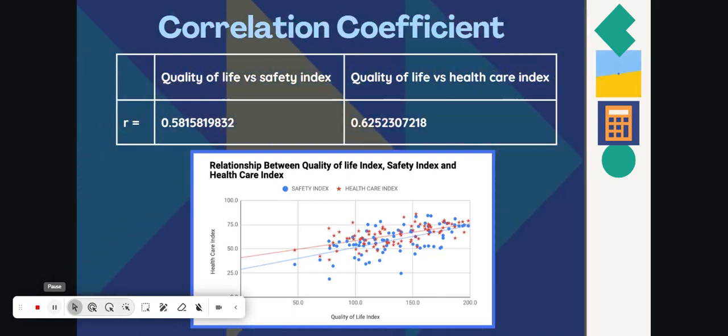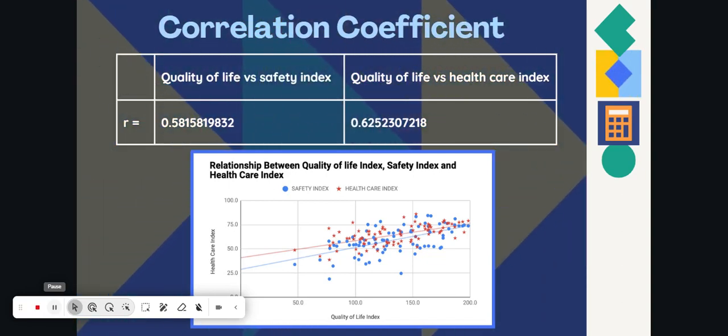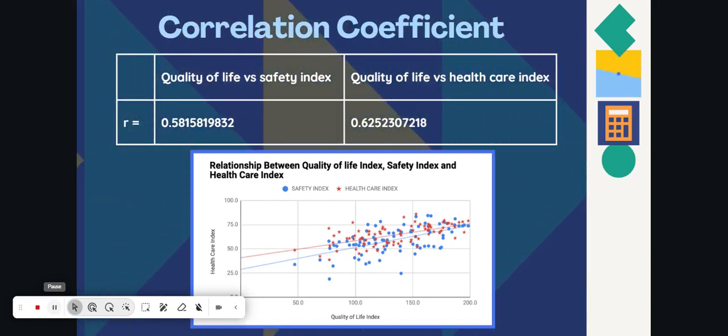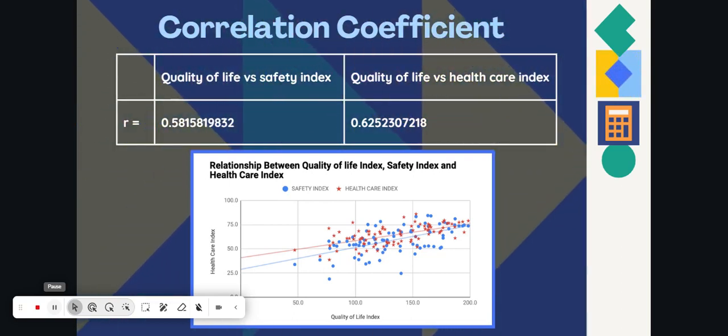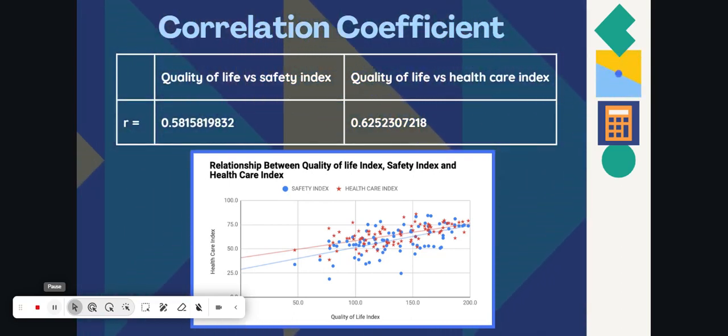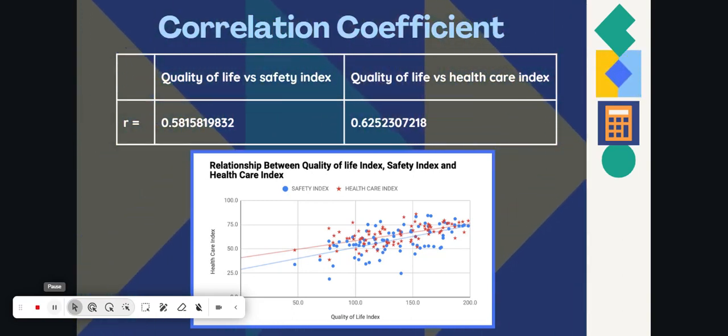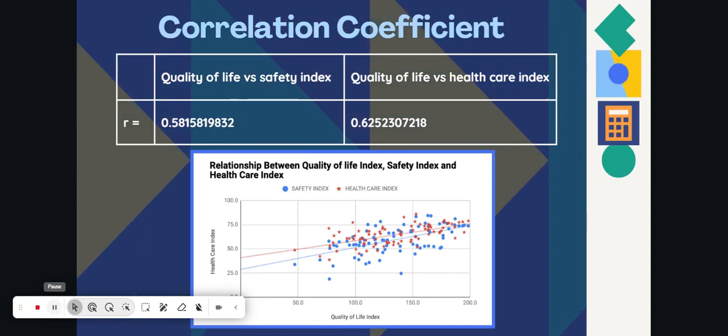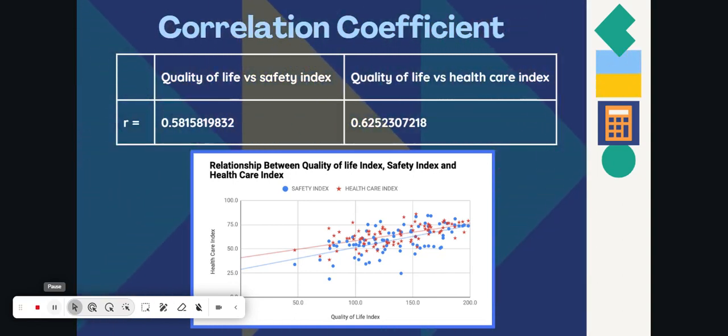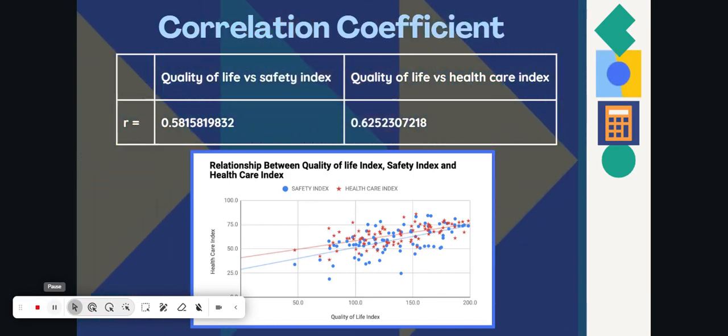Quality of life versus healthcare index correlation is 0.625 and is also moderately positive. This indicates that as the quality of life improves, there is also a corresponding improvement in the healthcare index, but the relationship is not exceptionally strong, though stronger than the safety index correlation. This implies that as quality of life improves, so does the quality and availability of healthcare, leading to better overall health outcomes for the population.